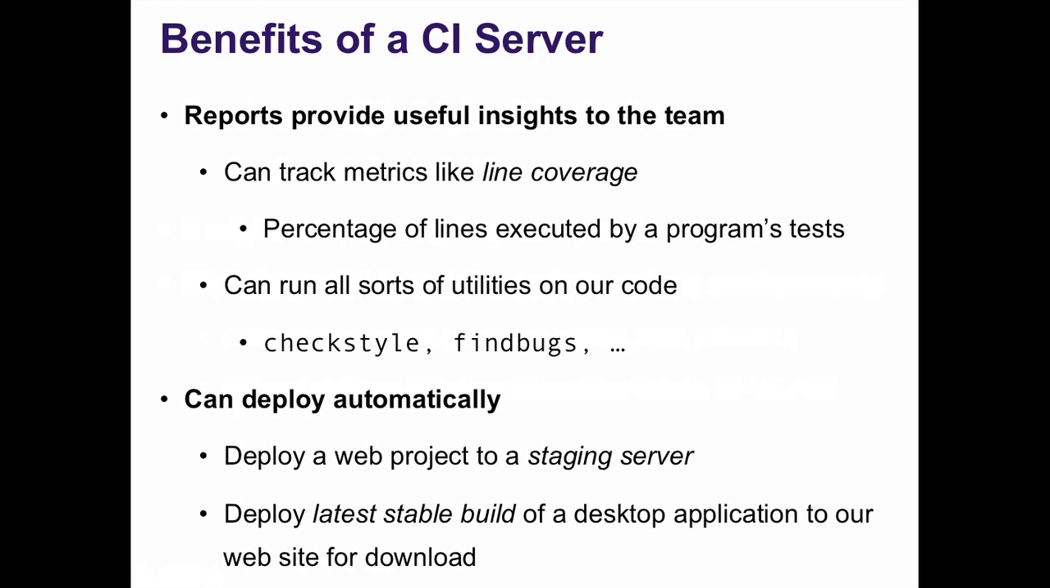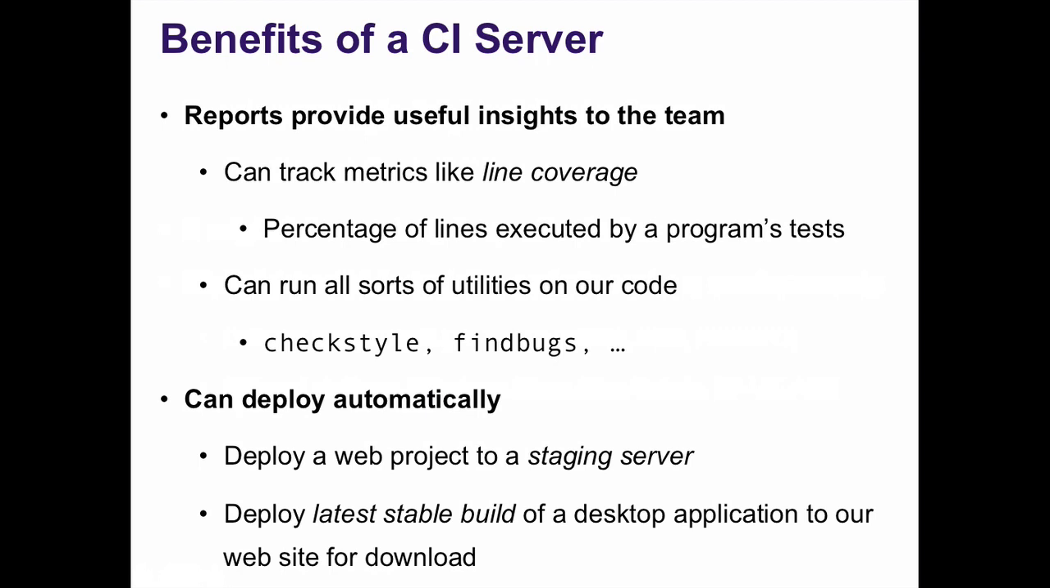Now, as we already discussed, beyond simply building and testing a project, a CI server is useful for generating reports about the state of the code. So we often want to keep track of metrics like the project's line coverage, which is the percentage of lines in a project's source code that have been executed by its test suite. Line coverage is by no means a perfect metric, but a high line coverage will generally indicate to us that a program has been tested thoroughly, and we can therefore be reasonably confident that it is free of defects.